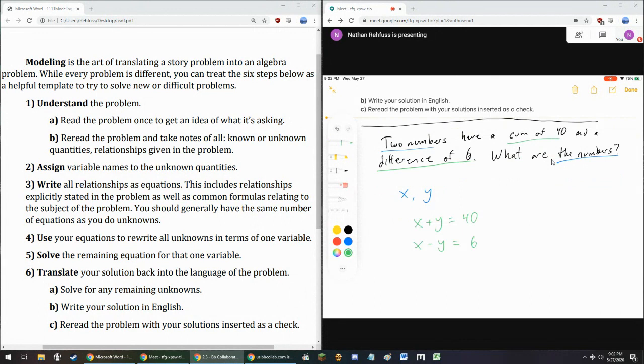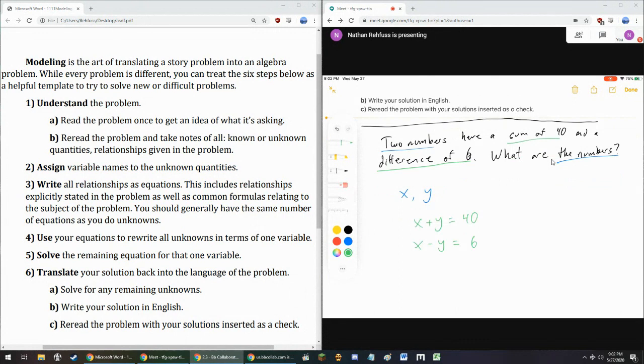If there were some relationships that weren't stated in the problem, we would have to include those. Like in a problem about how far did the train travel, I might need that distance equals rate times time. Or if it's a geometry problem, I might build in knowledge like the area of a square is side length squared. Those are the kind of common knowledge things that we might have to put in on our own.